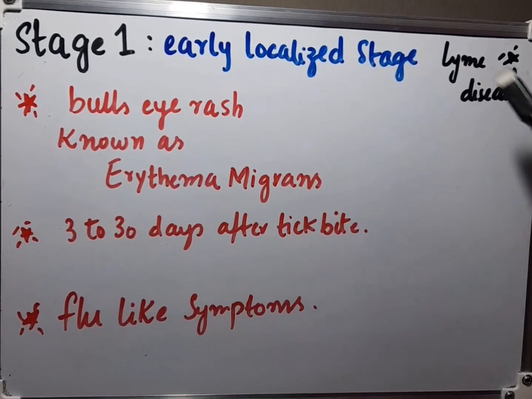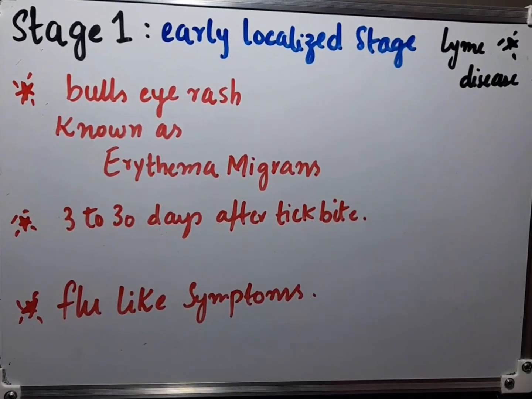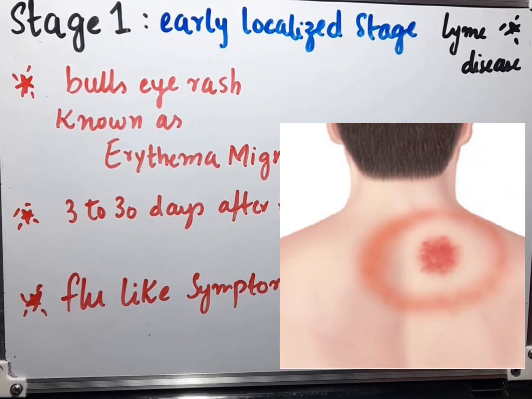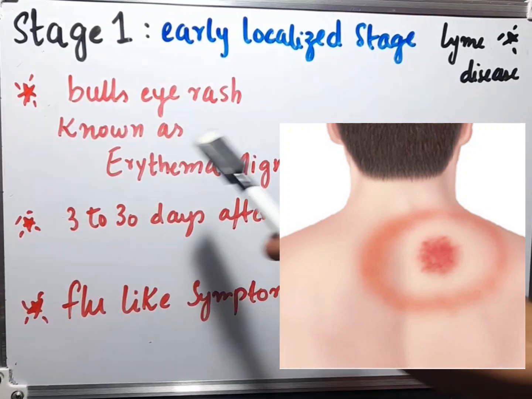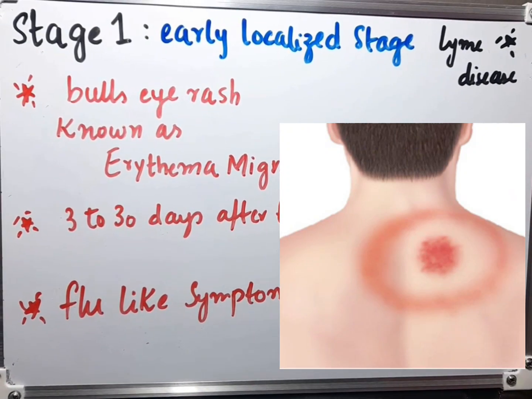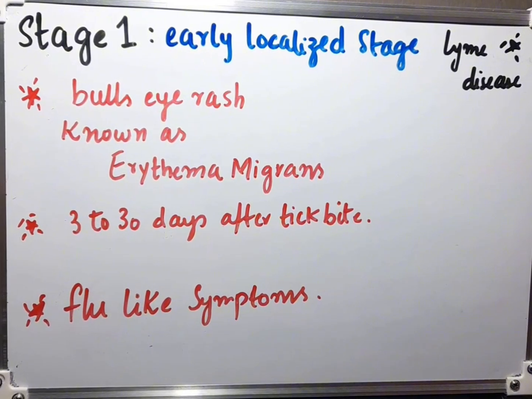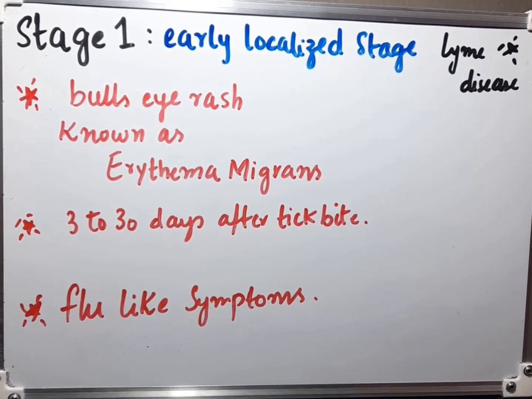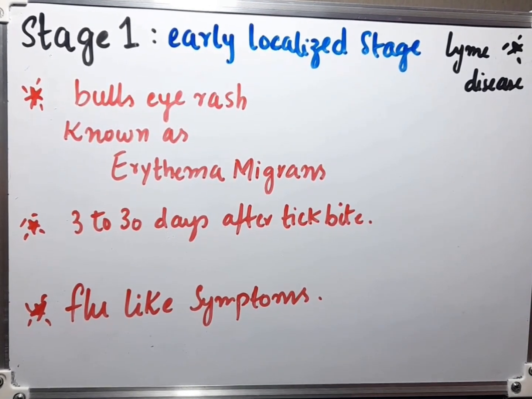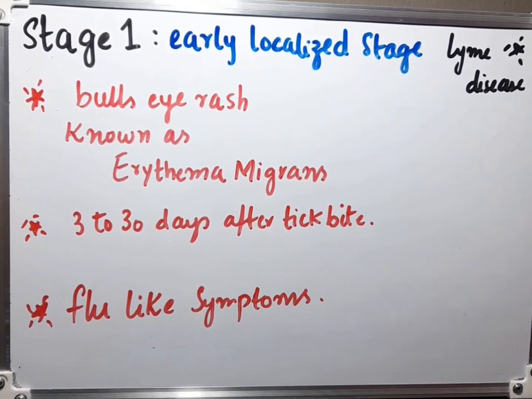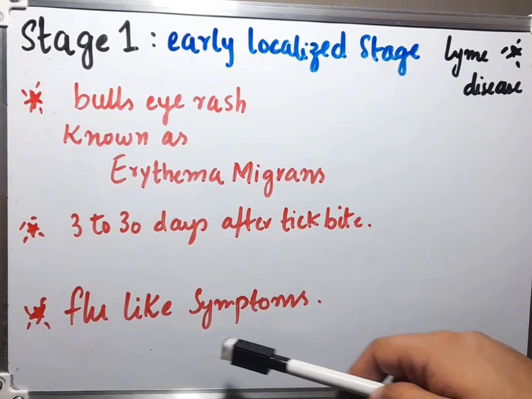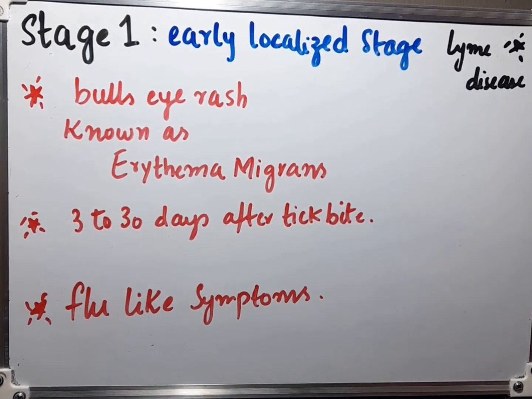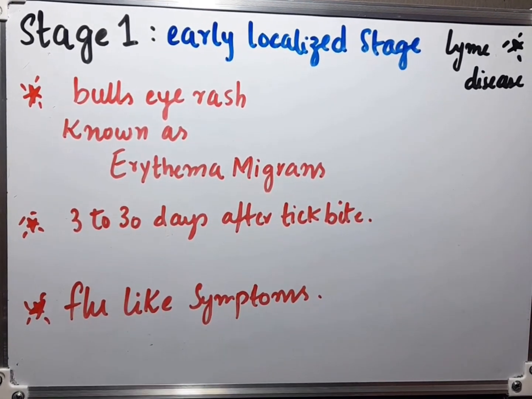Stage 1 of Lyme disease. This is the early localized stage of Lyme disease. The symptoms start appearing very slowly. The first symptom we can see in stage 1 is the bull's eye rash, which is also known as erythema migrans. This is the appearance of a large bull's eye-like rash on the skin. These rashes are painless and non-pruritic. They can start appearing from 3 to 30 days after the tick bite. Flu-like symptoms can also be seen in stage 1. The flu-like symptoms include fever, chills, headache, fatigue, and myalgias.